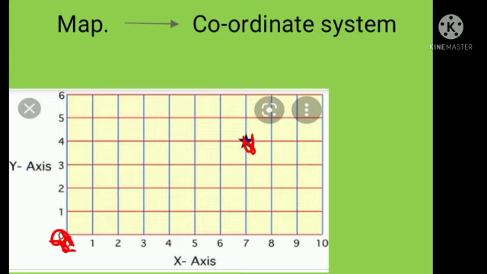So here you can see, suppose here is a place and the x coordinate is 7 and y coordinate is 4. So we can find the position of a place by using the coordinate system in this way.